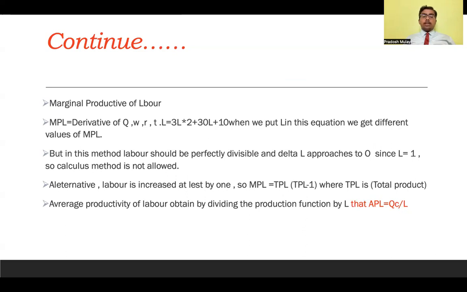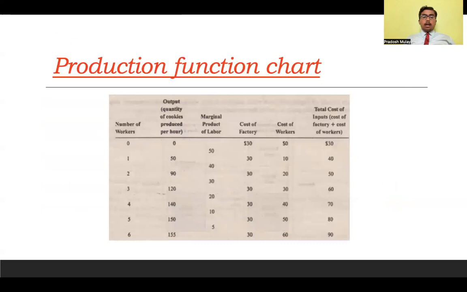Alternatively, labor is increased by 1 unit at a time. So MPL is equal to TPL divided by 1, where TPL is the total product. Average productivity of labor is obtained by dividing the production function by L, that is, APL = Q divided by L.